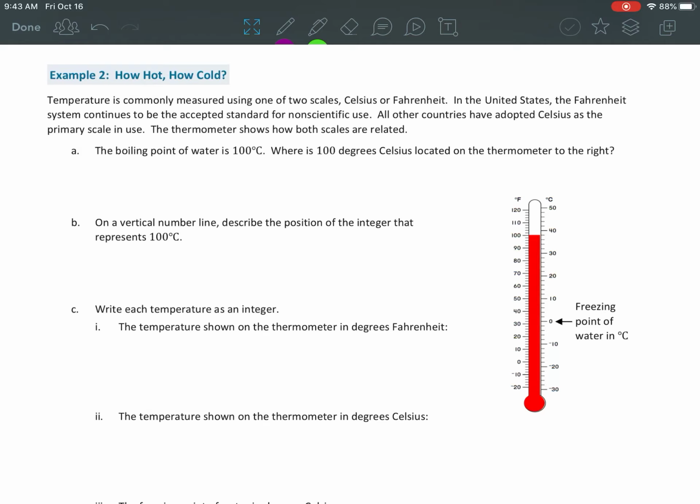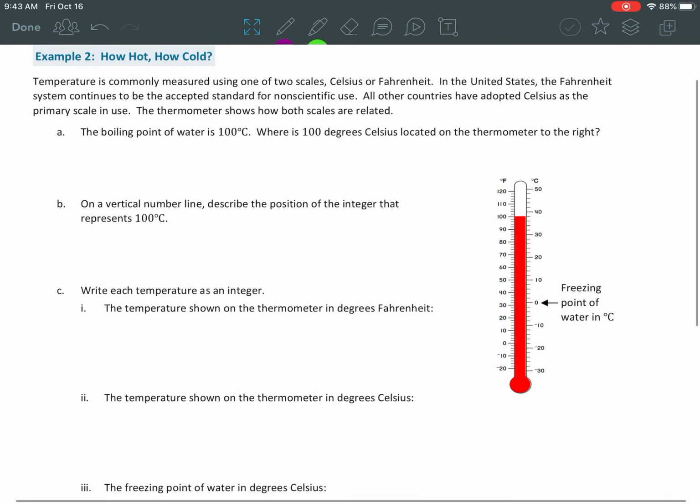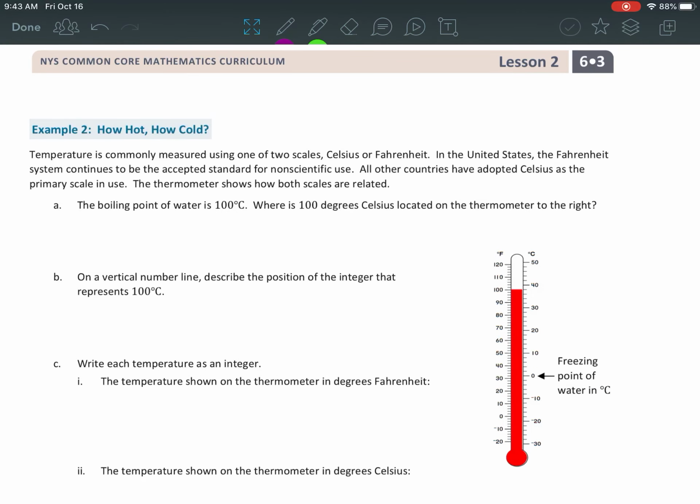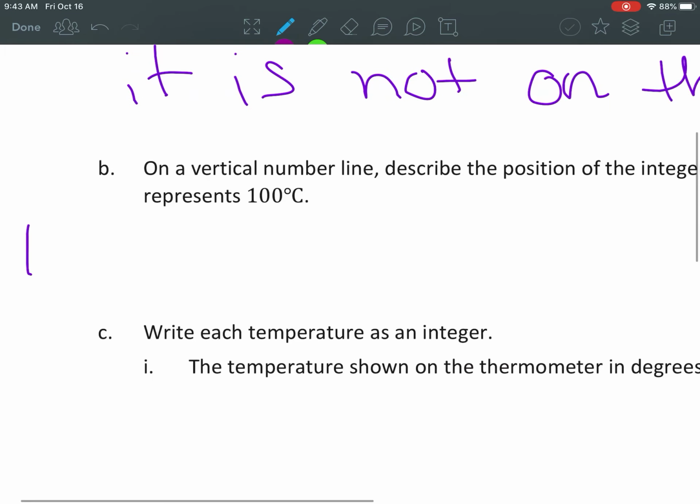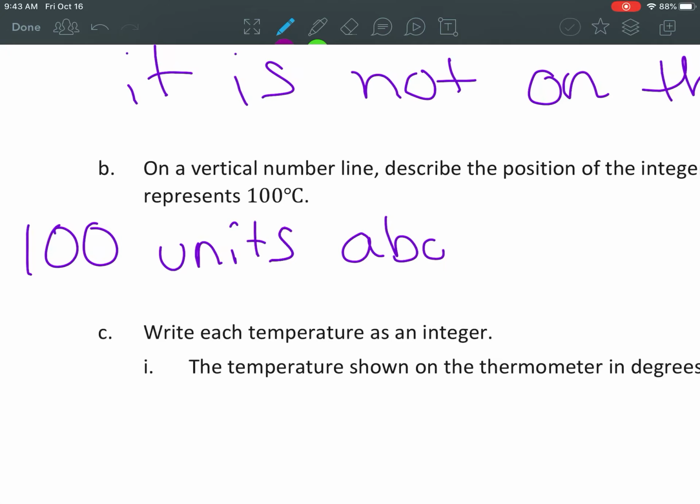So it is above 0, but is it on here? Is 100 degrees Celsius on this thermometer? No, because Celsius is on the right-hand side. So it is not on the thermometer. On a vertical number line, describe the position of the integer that represents 100 degrees Celsius. So that would be 100 units above 0.